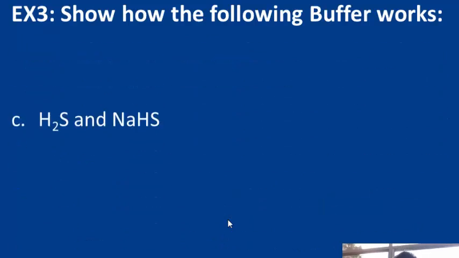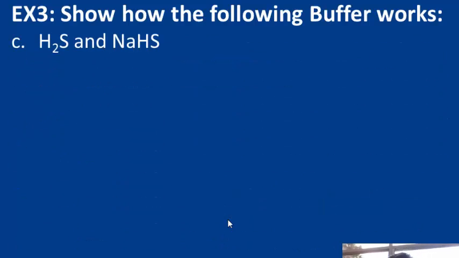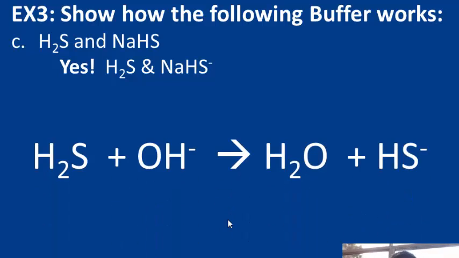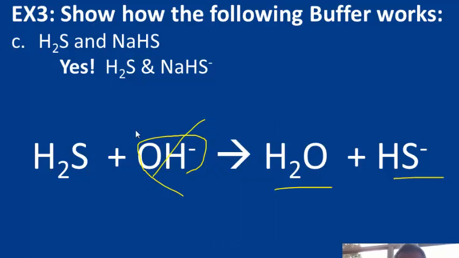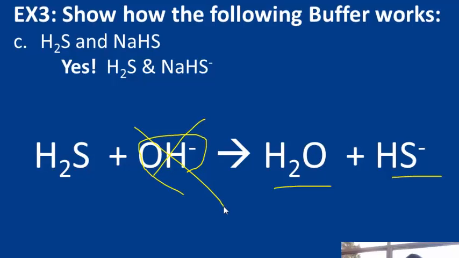Remember, we also said that hydrosulfuric acid was a buffer with sodium hydrogen sulfide. How would that work? So what would happen is hydrosulfuric acid would react with hydroxide, and when it did, it would produce water and a hydrogen sulfide ion. And in doing so, it will remove the hydroxide from the solution. Hydroxide is removed, and it's buffered the base, or kept it from being alkaline.